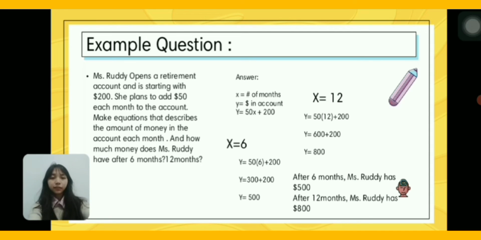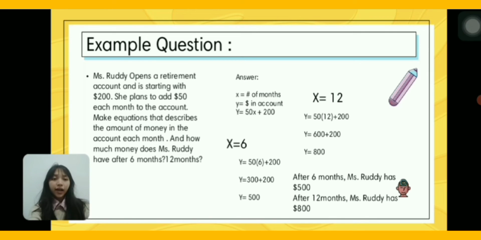Now I'm going to explain some example questions about linear functions. The first example problem that I will explain is about Miss Radi, who opens a retirement account, starting with $200. She plans to add $50 each month to the account. Make an equation that describes the amount of money in the account each month. And how much money does Miss Radi have after 6 months? Also after 12 months?